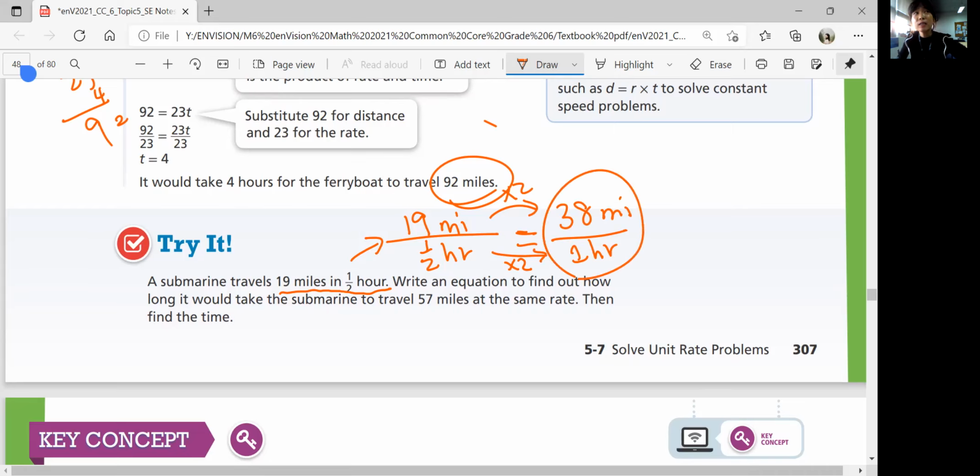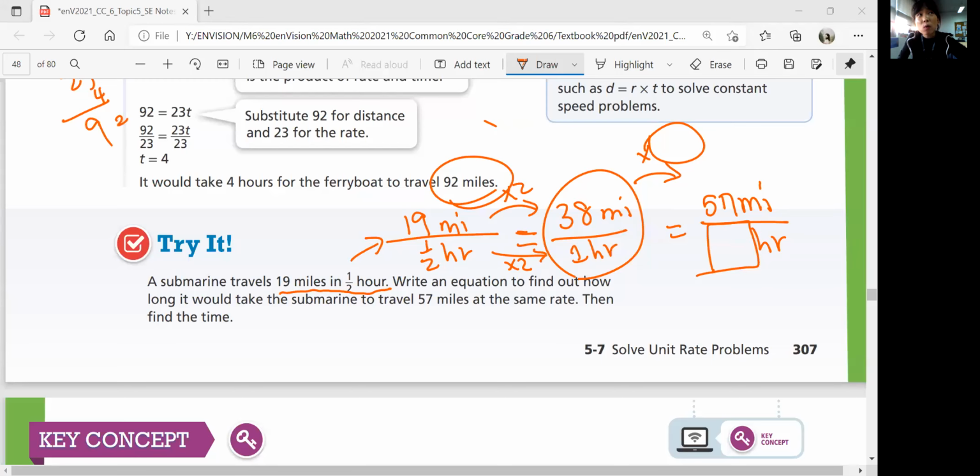Using this unit rate, we want to find the equivalent ratio for 57 miles. How many hours does it take? So 38 times what is 57? That's right, 1.5. 1 times 1.5 would be 1.5 hours. So how many hours does it take? 1.5 hours. That was our lesson 7.